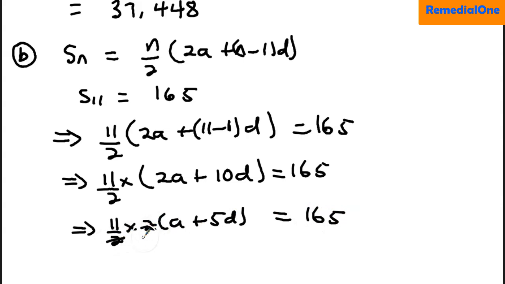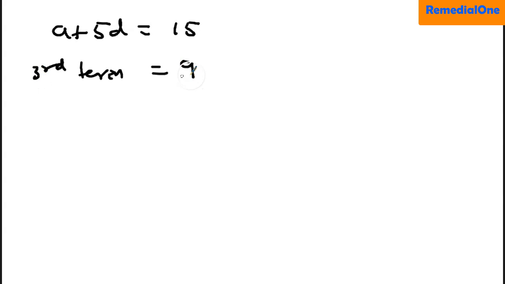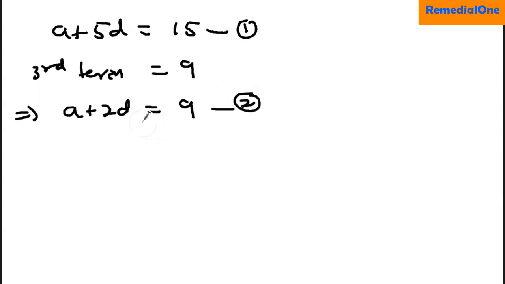So these two cancel. So we have 11A plus 55D is equal to 165. So when we simplify, we are getting A plus 5D equal to 15. We were also told that the third term of the AP is equal to 9. This implies that for the AP, the third term, A plus 2D, is equal to 9. So this is equation 1, and then equation 2.